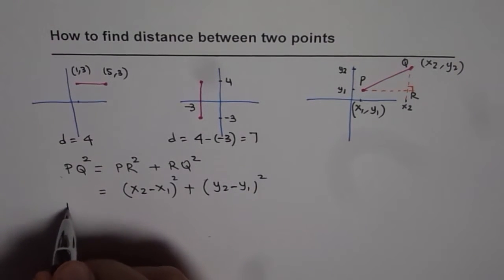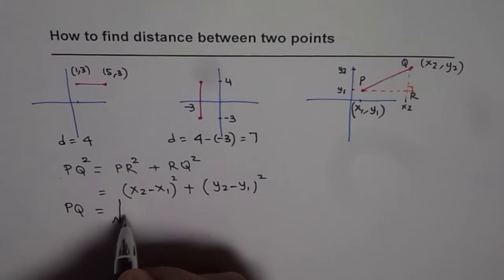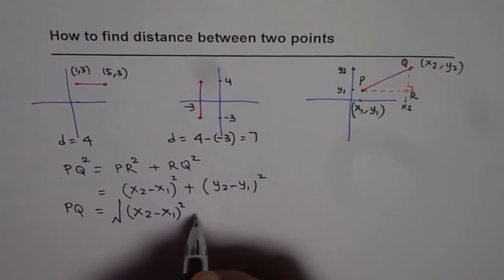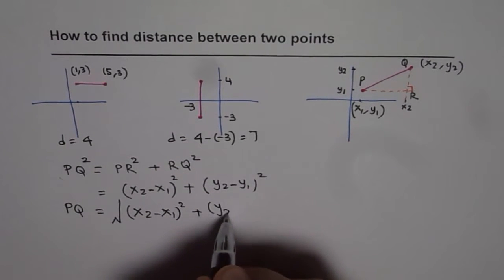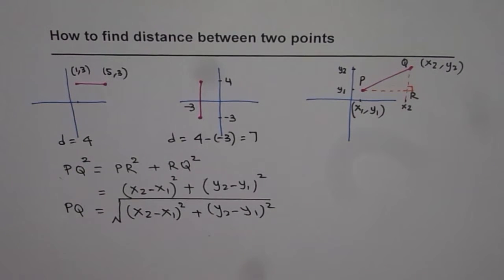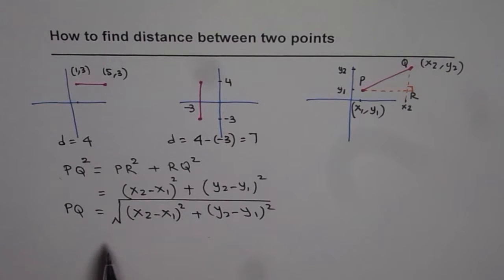So what is PQ equal to? PQ should be square root of this. So we can square root it. And what we get here is square root of x2 minus x1 whole square plus y2 minus y1 whole square. So that is how we can now find the distance between any 2 points, right? So that is a general formula which can be applied to find distance between any 2 points, right?